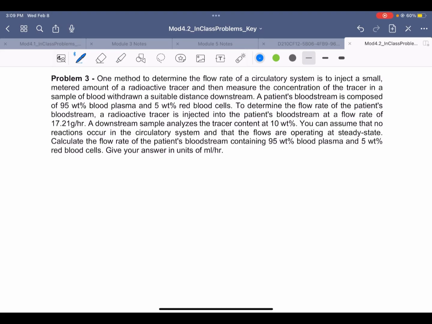Hi class. Today let's go together over problem number 3 in the practice sets for module 4. Okay, so let's start by reading the problem.